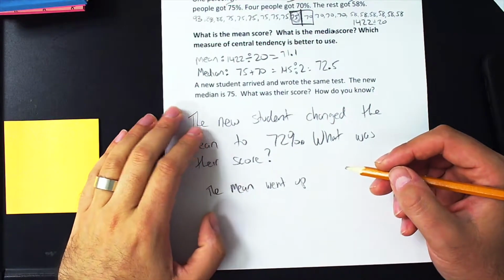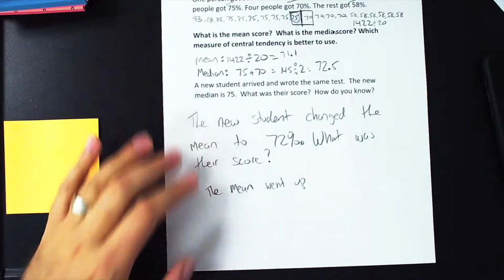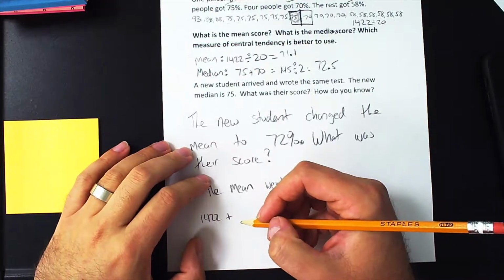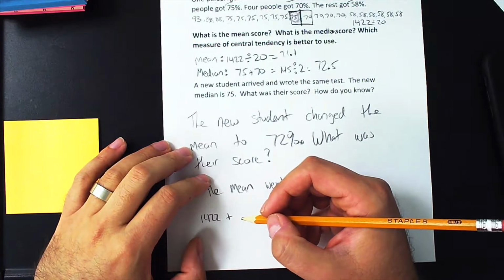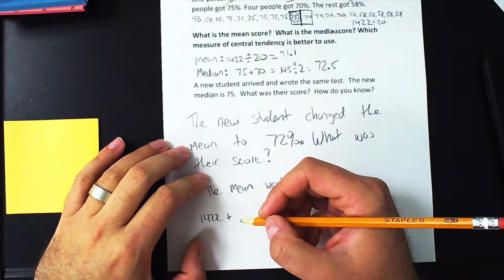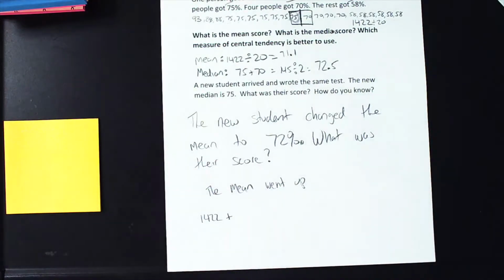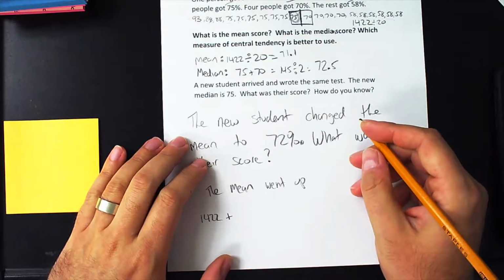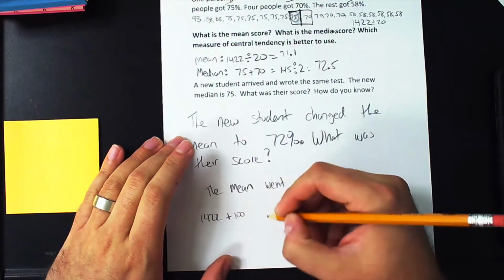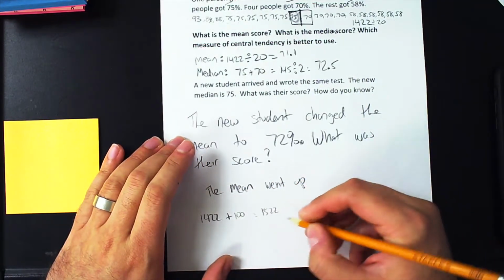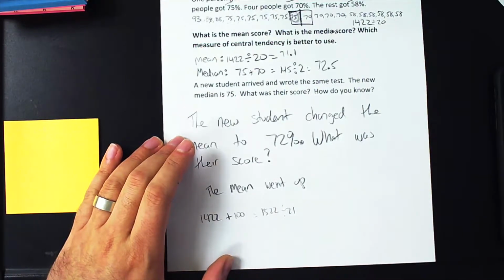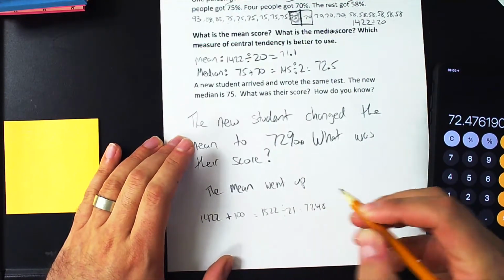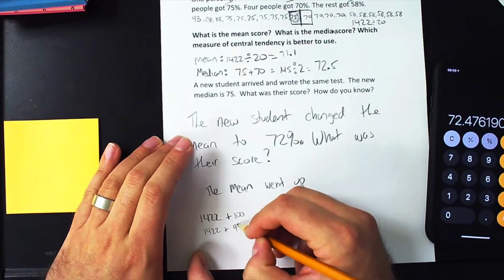Veronica, tell us what you did. We did 1,443 plus 90. Plus 90? Where'd you get 90 from? You just guessed it. So you can do guess and check, where you can put every single number. So you could have started plus 100. It gives you 1,522. Divide by 21. And that gives you 72.48.